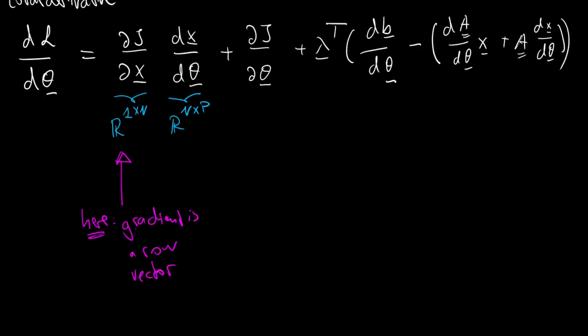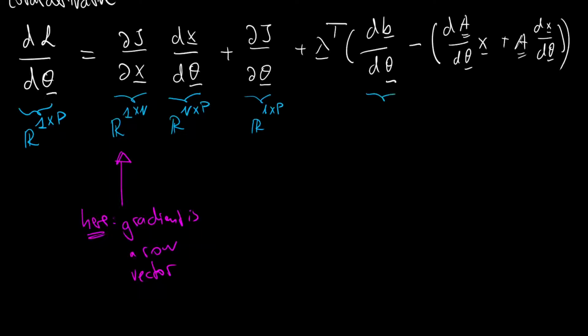And of course, the reason for this is that if we then do the matrix multiplication here, then the n cancels with the n, and we have a 1 by p-dimensional quantity, which is the dimensionality of the derivative we are interested in, the Lagrangian with respect to theta. Then partial j partial theta will also be 1 by p-dimensional.